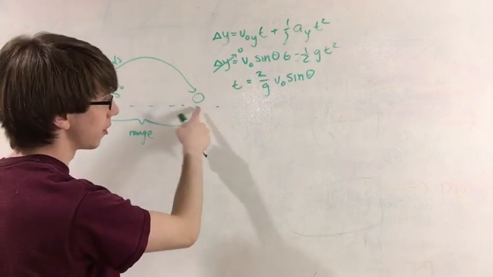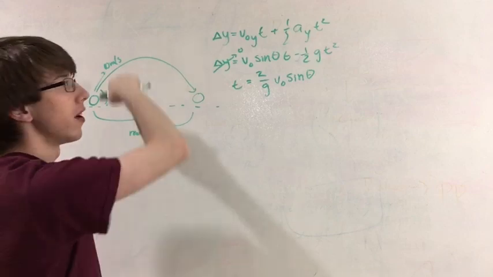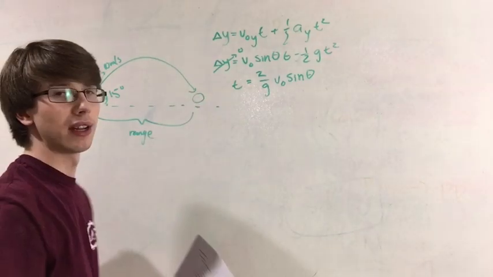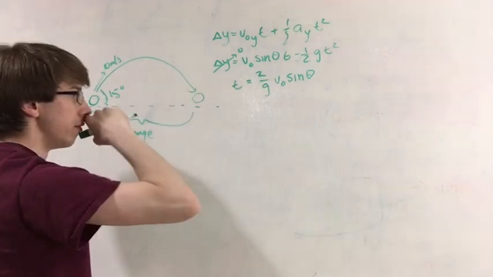0, but we will care about the time at which it ends, not the time at which it starts at that position. We want to find the time at which it reaches that position the second time. Right, so that's going to be 2 over g, v naught sine theta.